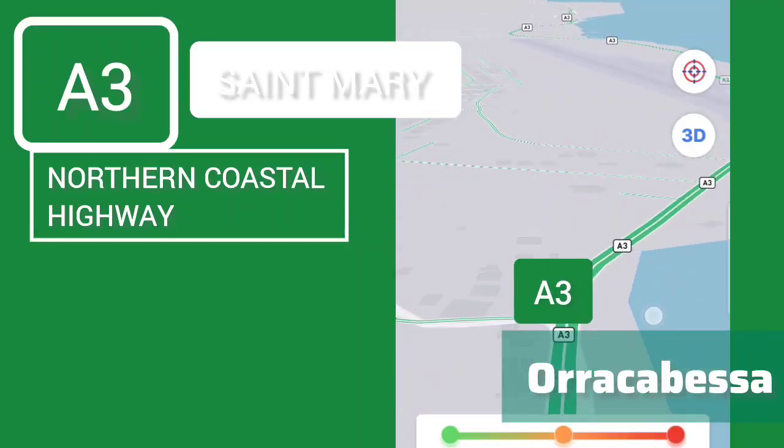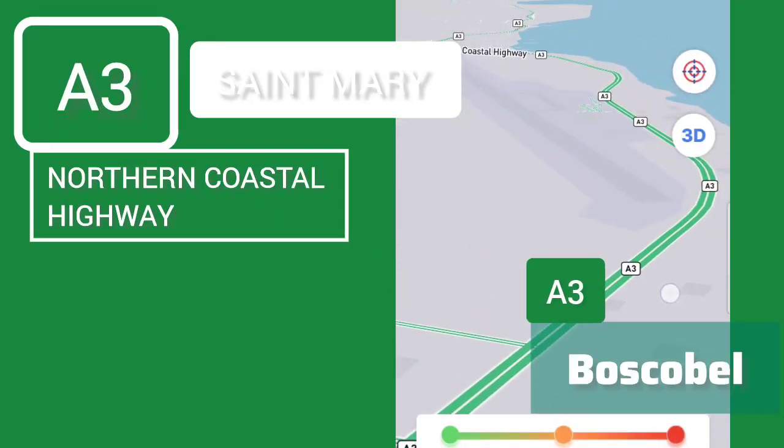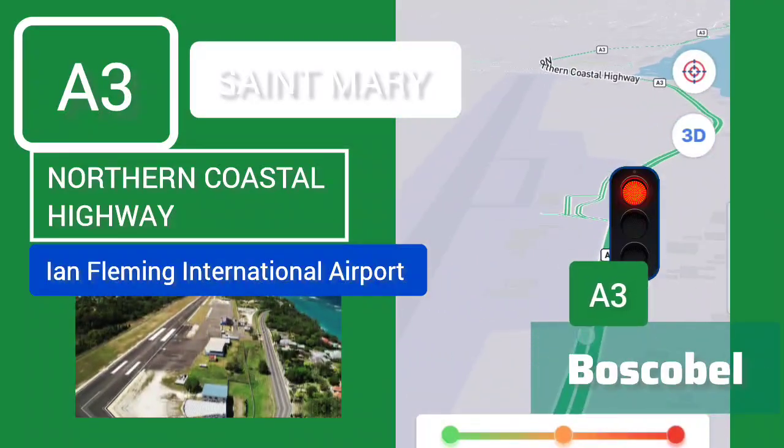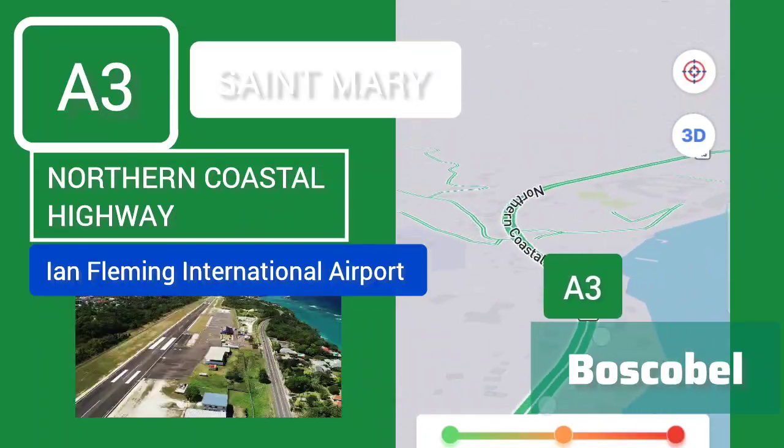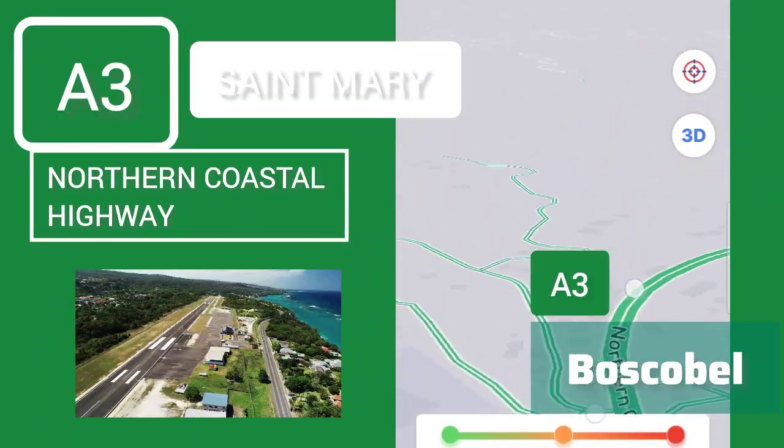Jackson River area. Okay, so we are now in Boscobel. Here's the Ian Fleming Airport. We're passing right here. So yes, we're certainly now within Metro Ocho Rios.